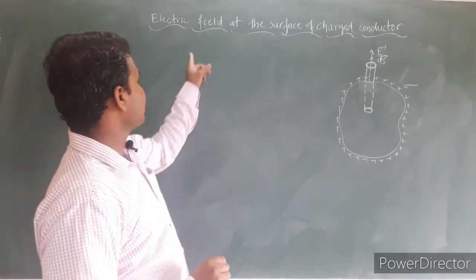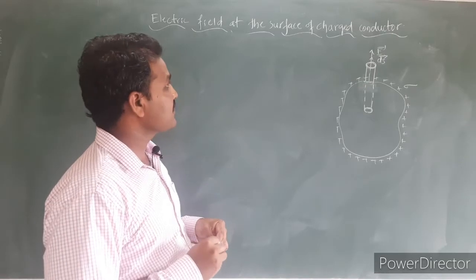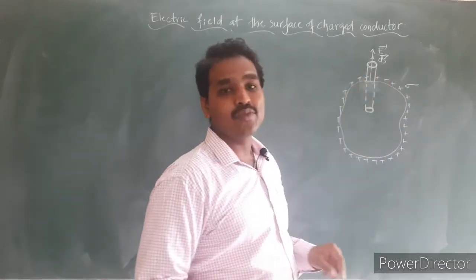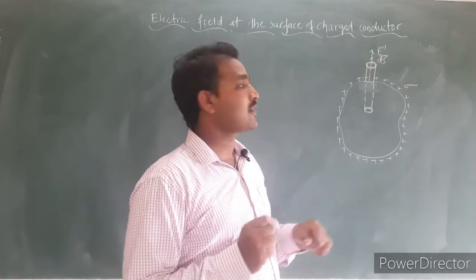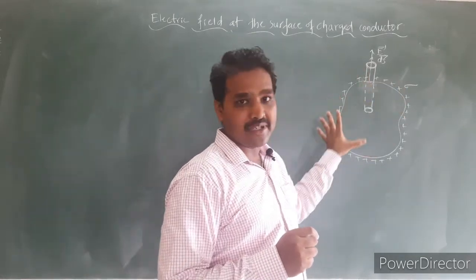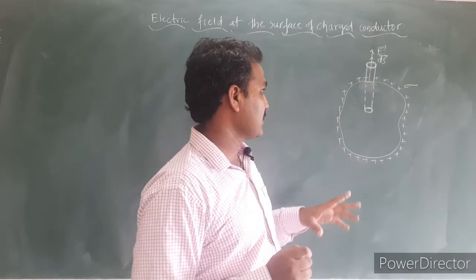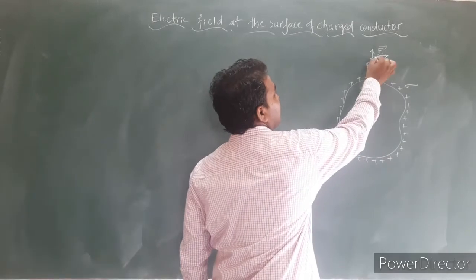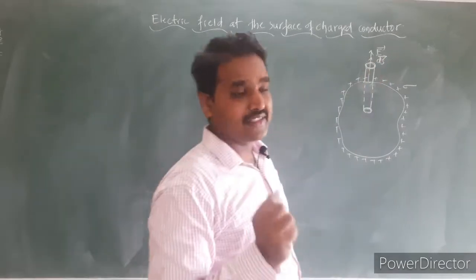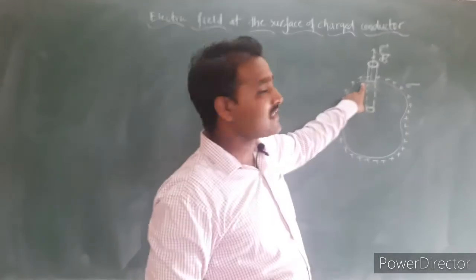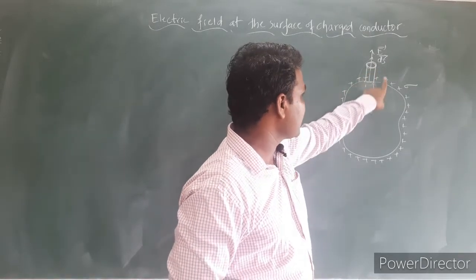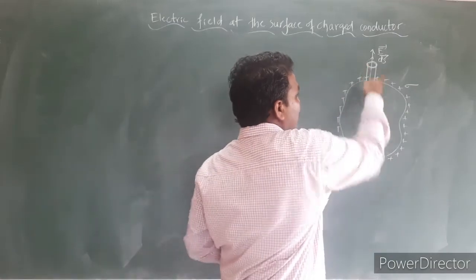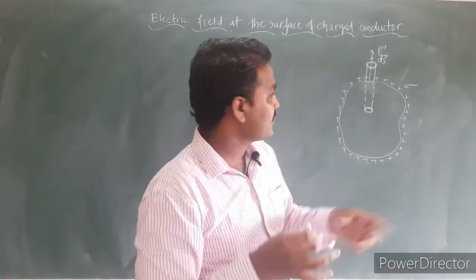Next, let us derive the expression for electric field at the surface of a charged conductor. For this, let us consider a conductor which is positively charged. We can also take a negatively charged conductor, but in this example I am taking a positively charged conductor. For this derivation, I have taken a cylindrical Gaussian surface like this. This Gaussian surface has three faces: this is the first surface, this is the second surface, and we also have the tangential surface of that cylinder.